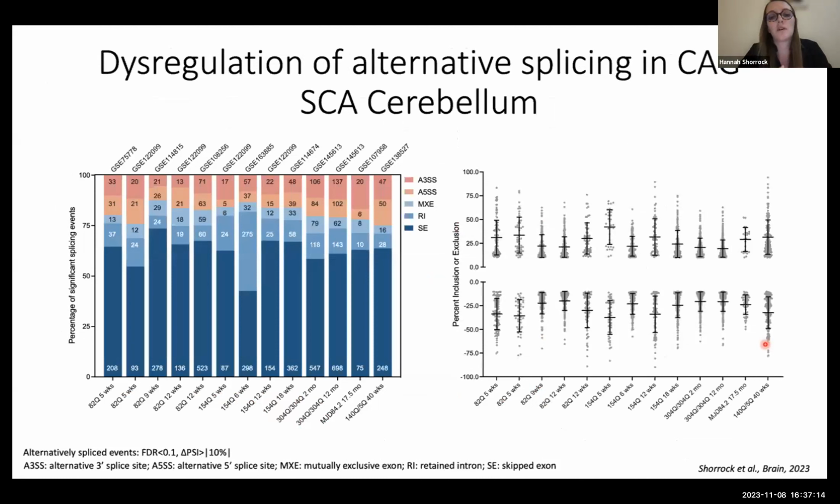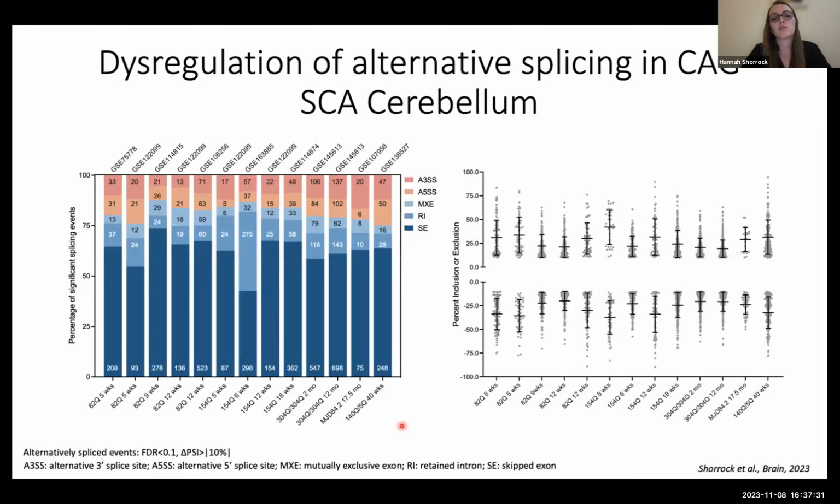So here I'm showing you our alternative splicing analysis using rMATS across 13 different data sets from the cerebellum. And these come from 2 different SCA1 mouse models, so one SCA1 mouse model there and another here, 2 different SCA3 mouse models, and then 1 SCA7 mouse model.